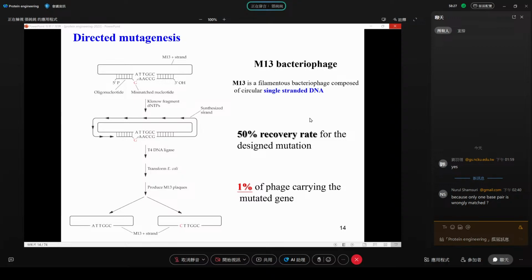Very close, but what do you mean? A wrong mismatch. What would happen? Because only one base pair is wrongly matched, why can this wrongly matched residue not survive? Because only one percent, because as a parental strand, right? As a daughter strand. Theoretically, 50-50.